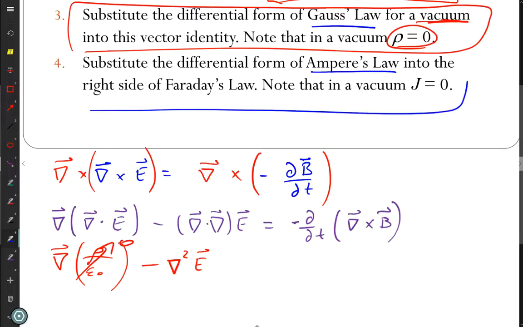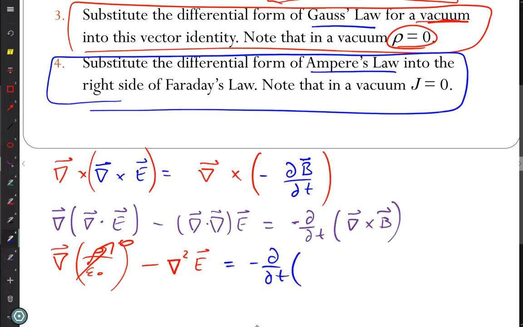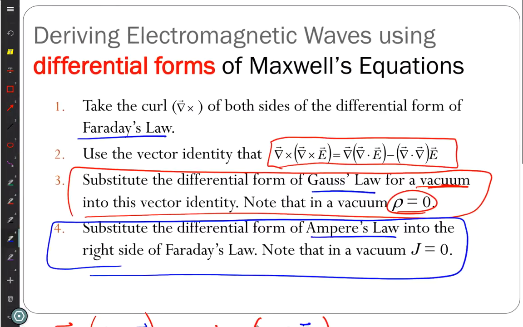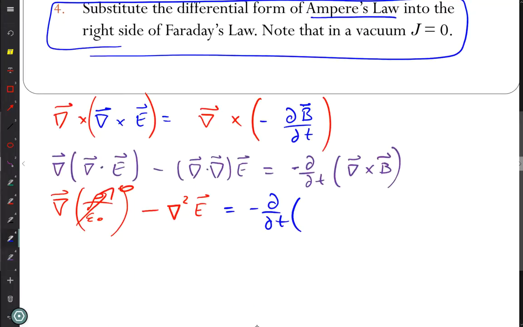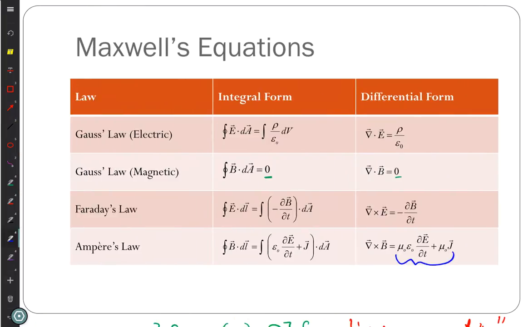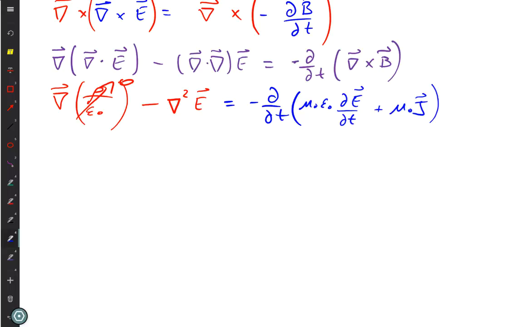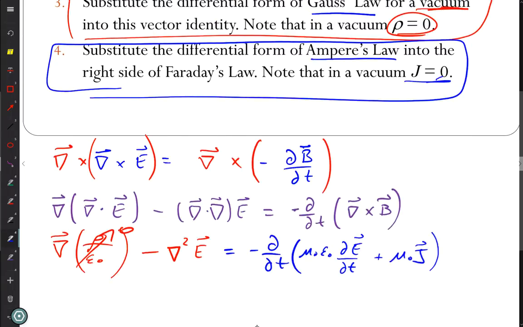I'll change to blue for the right-hand side. Substitute Ampere's law for the del cross B. So del cross B is this whole thing here. I have to go back to remember what the last part was. Yeah, it was just mu naught J, where that J vector is the current density. And remember that if you're in vacuum, J is 0.